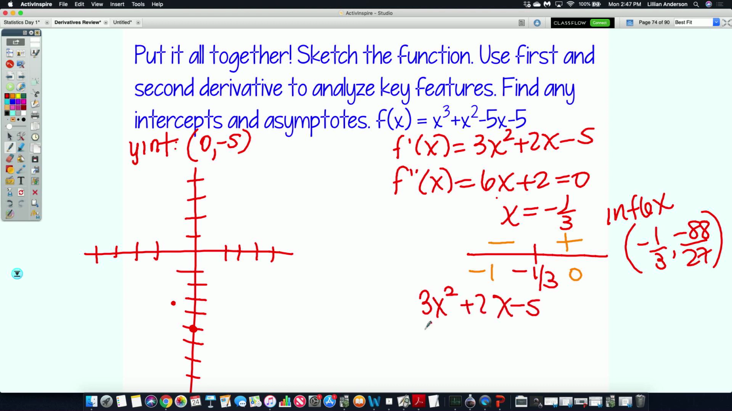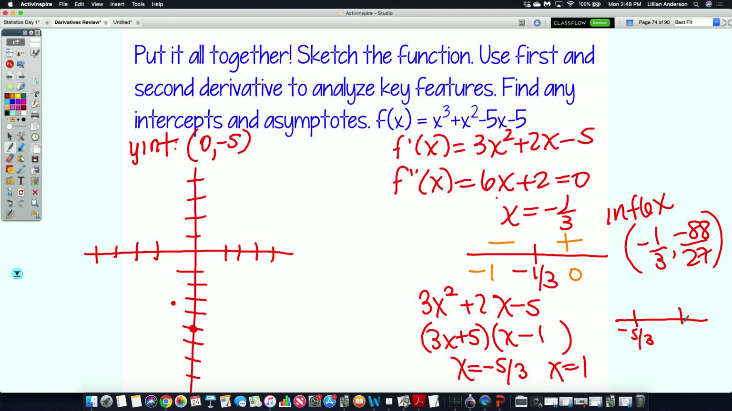When you guys factor this, hopefully you factored it correctly. You got 3x plus 5 and x minus 1. You should have got negative 5/3 and positive 1. I look at danger in the eye and I say, you know what? Screw me over right now. You make your number line with -5/3 and 1.